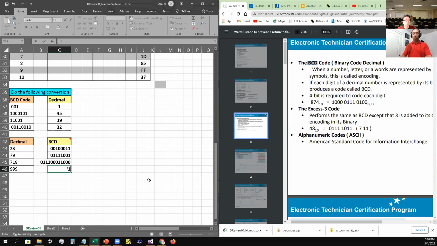Okay, so 9 the same way. 9 is 1, 0, 0, 1, 1, 0, 0, 1, and then 1, 0, 0, 1. So that represents 999.